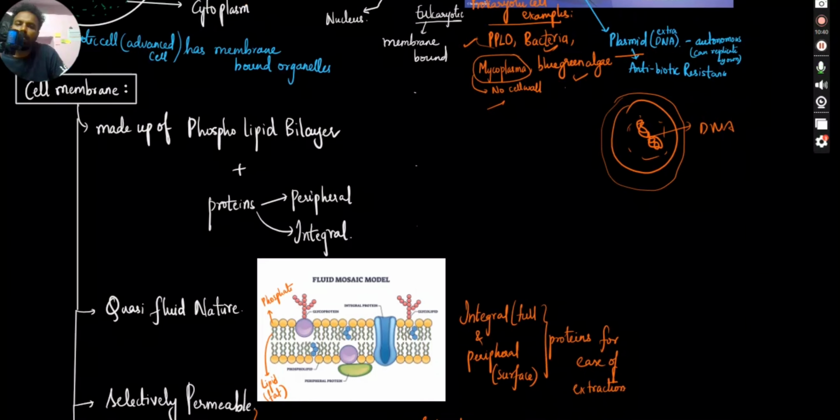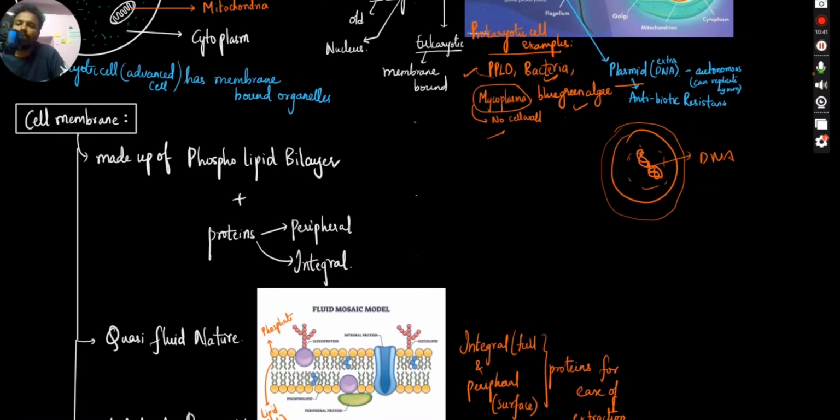Then we'll go through the parts or cell organelles one by one. So the first thing we'll speak about is the cell membrane. I already told that there should be one layer which is a boundary to the cell. That is called the cell membrane, right? This cell membrane generally looks like this.